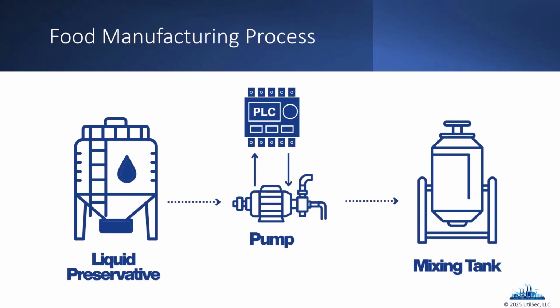So here we have a food manufacturing process. We have a mixing tank, and we're going to bring in different ingredients to create a final product. Part of that process includes injecting liquid preservative into that mixing tank in specific volumes, at very specific times.